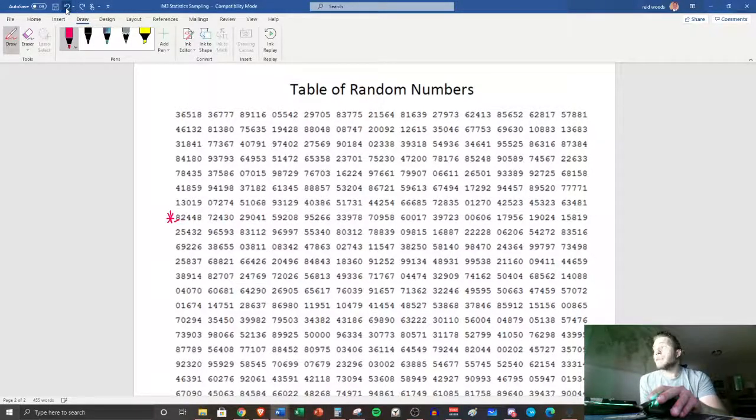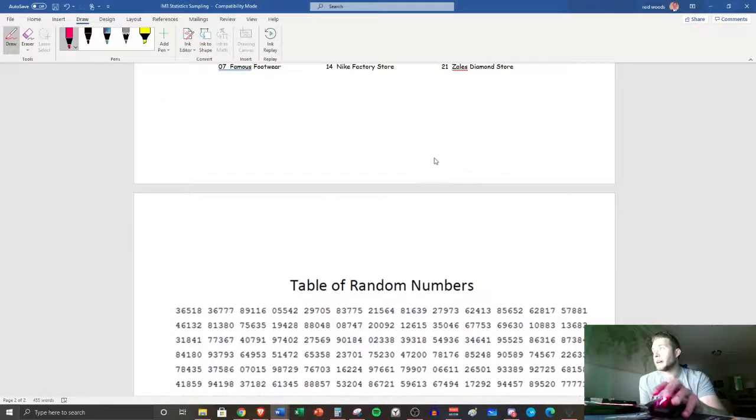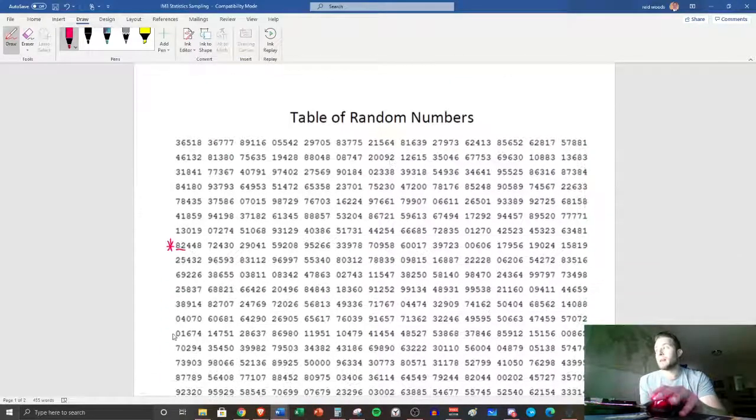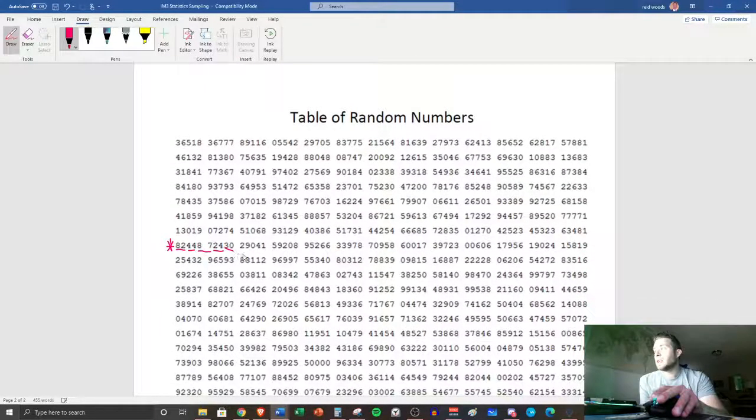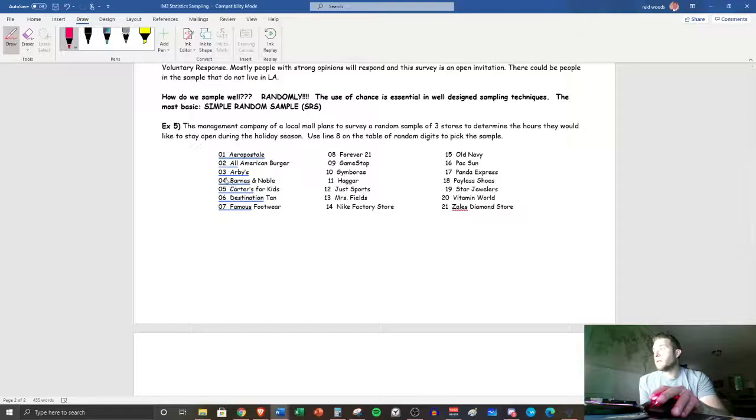So when we're actually reading this table, we have to go 2 numbers at a time. So we start here with 82. Now, is 82 an option? It is not. So we skip it. Then we go 44. Is that an option? No, we skip it. 87 an option? No. 24? No. 30, and we're just going to keep going until we find one. 29. Here's our first one, 04, right? 04. 04 is Barnes & Noble. So we had that in our last one, but that is going to be one of our stores that gets sampled.